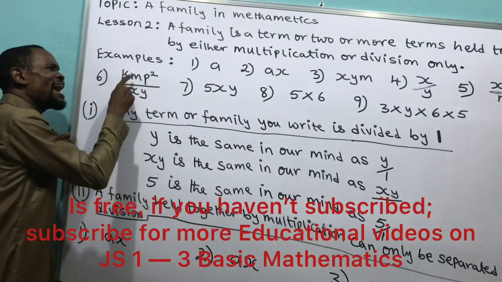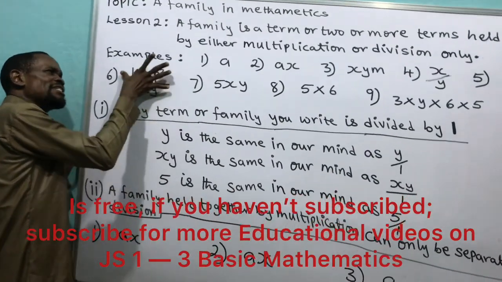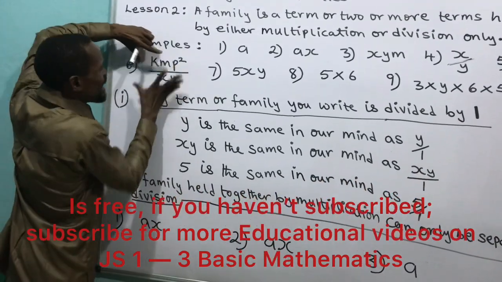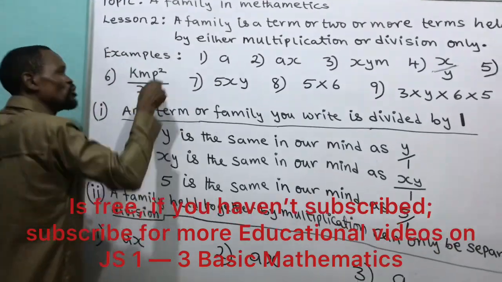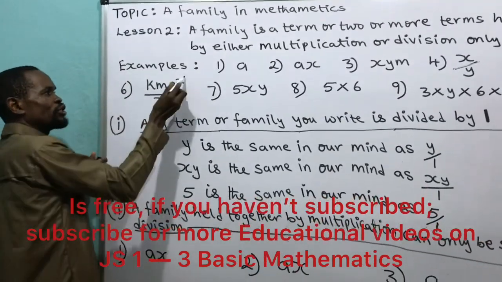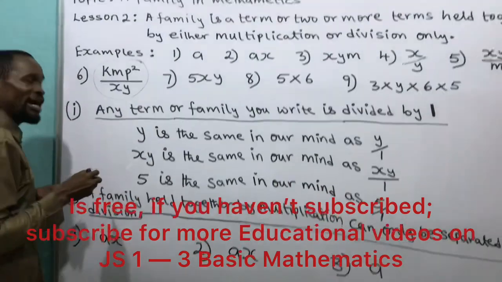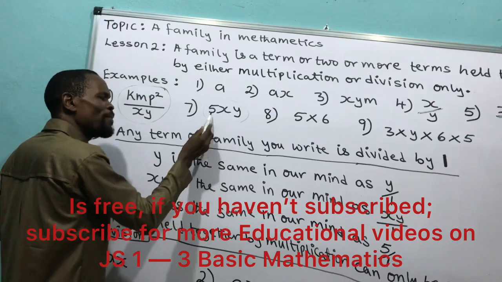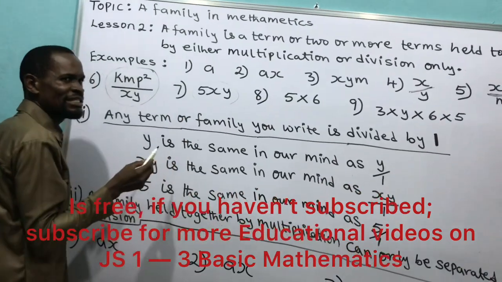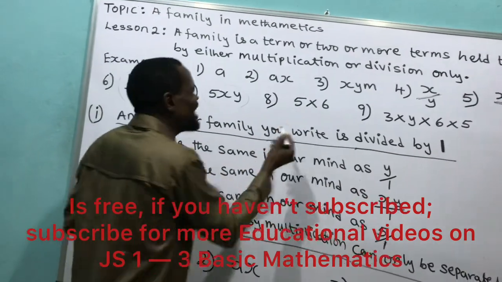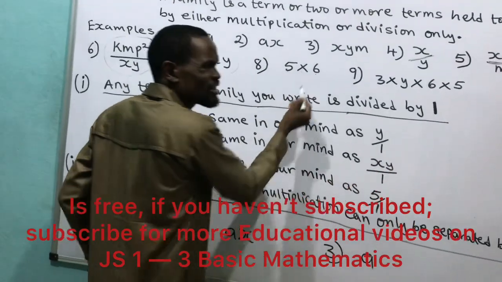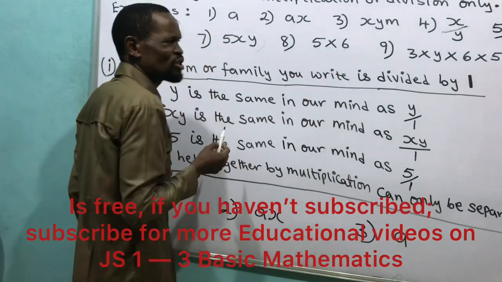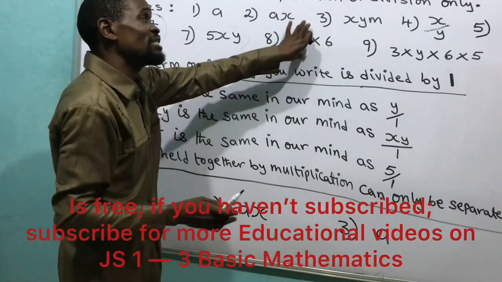Then number 6. KMP squared is one term. This XY is also one term. Held together to call one term by division. This is a family. The whole of what you are seeing is a family. Do you get what I'm saying now? And this 5XY is also a family, held together by multiplication. This 5 times X is a family, held together by multiplication. Things held together by multiplication are a family.